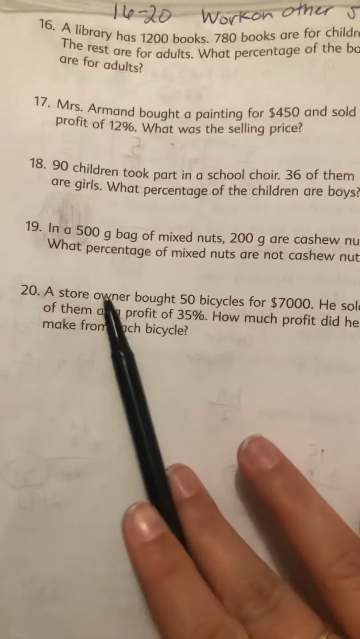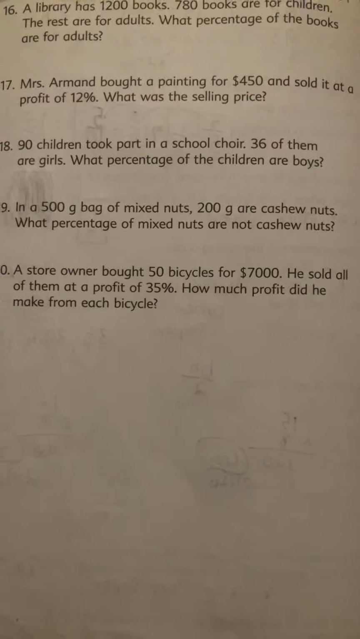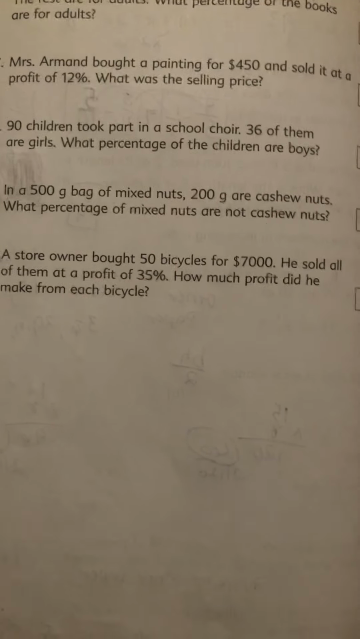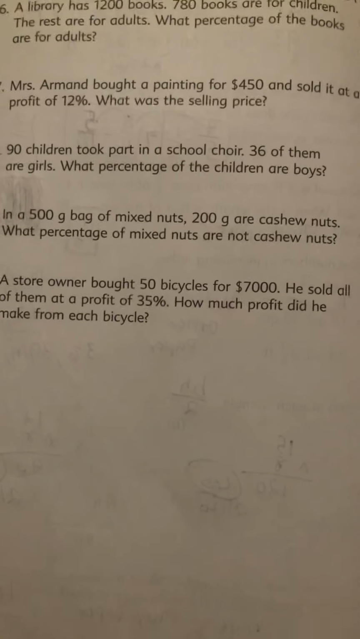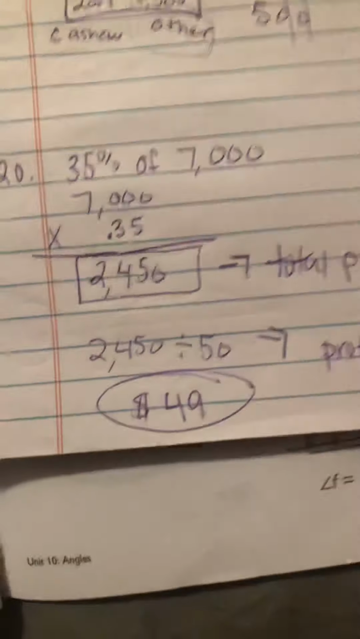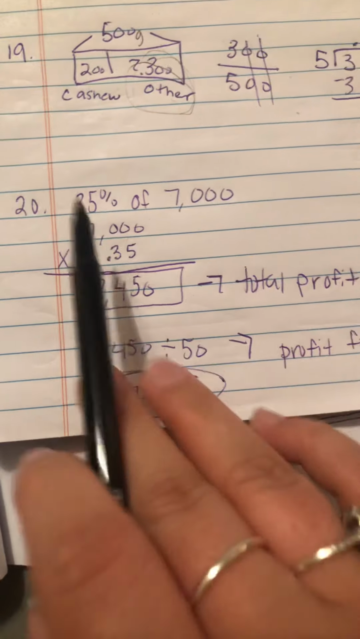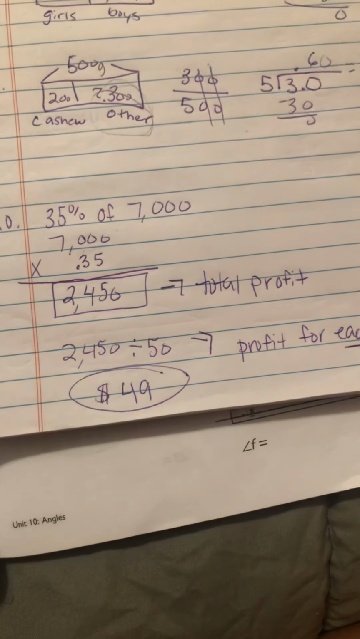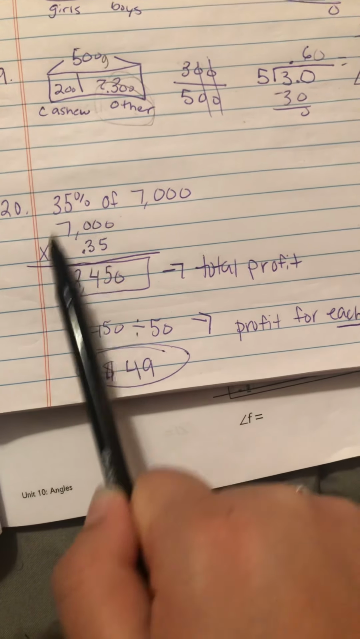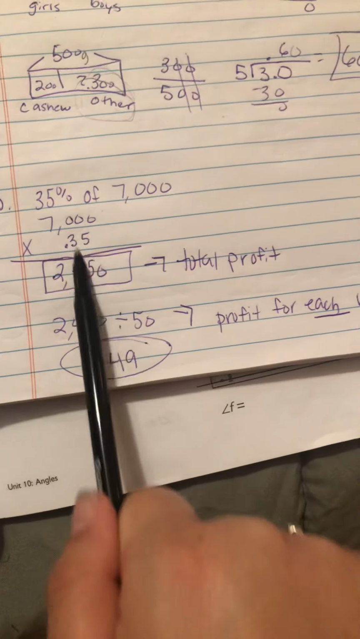For 20, a store owner bought 50 bicycles for $7,000. He sold all of them at a profit of 35%. So he made a profit on all of them of 35%. How much profit did he make for each bicycle? So for this one, I'm trying to find 35% of my 7,000. So I want to know how much profit, right? So I did 7,000 times, I just converted that quickly to a decimal, 0.35. So that's his total profit once I did all of my math, right?